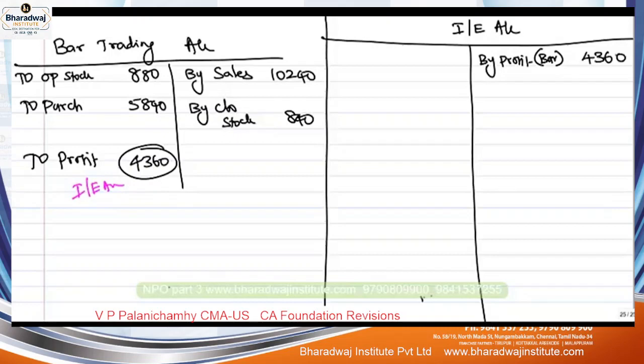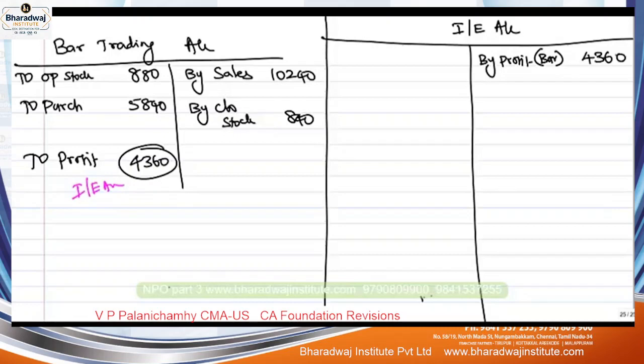So when you prepare income and expenditure account by profit from bar, then we'll record all the incomes and what? Expenses. Try to record it. Other incomes and expenses. This is a difference. So wherever there is a separate activity given, do the trading account, then prepare which account? Income and expenditure account.